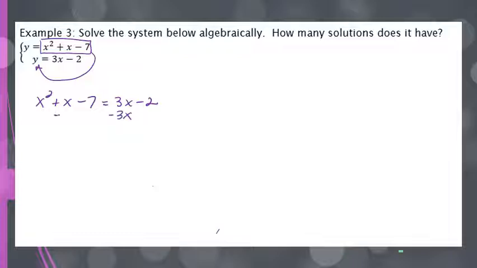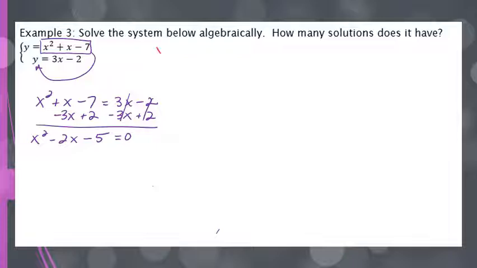So I'll be subtracting 3x from both sides, and I will be adding 2 on both sides. So everything on the right cancels out, giving me 0. And then on the left, I would have x squared minus 2x minus 5. Now, if you tried factoring, it would not work because there aren't any numbers that multiply to -5 and add to -2. So in this particular problem, we have to use the quadratic formula.